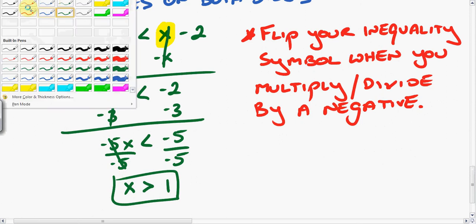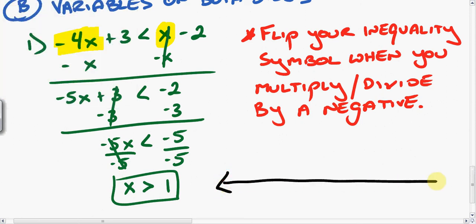Let's graph it. So I've got 1, 2, 3, go down to 0, and negative 1. We've got x is greater than 1, so we know it's an open circle at 1. The variable is on the left-hand side, so I can listen to the direction the arrow is pointing. I'm going to shade to the right, all numbers greater than 1. If you plug in another number that's shaded, such as 3, 3 is greater than 1, that is correct, and it's part of the shading.